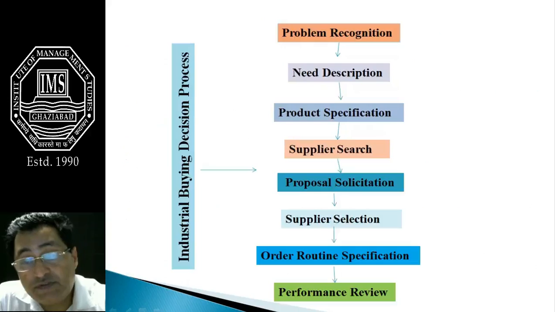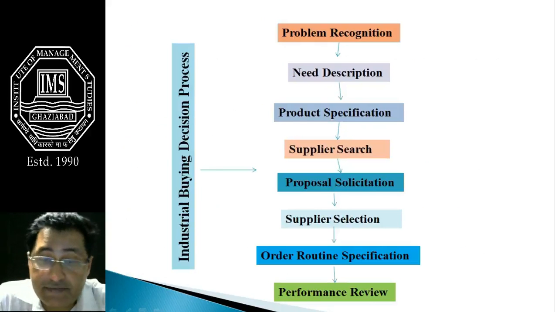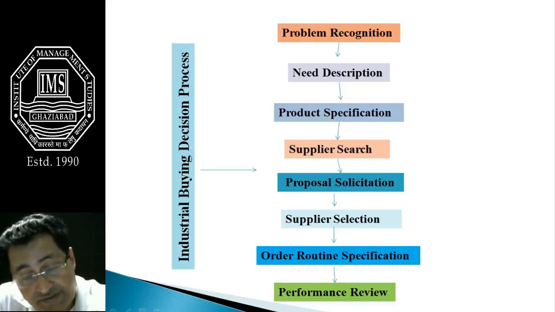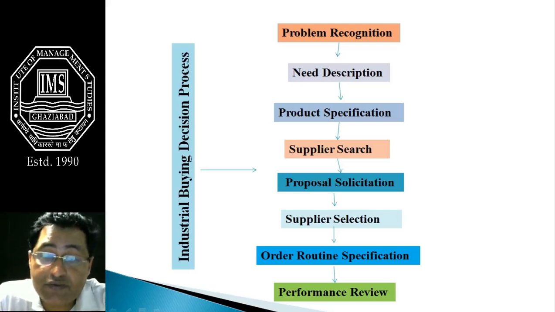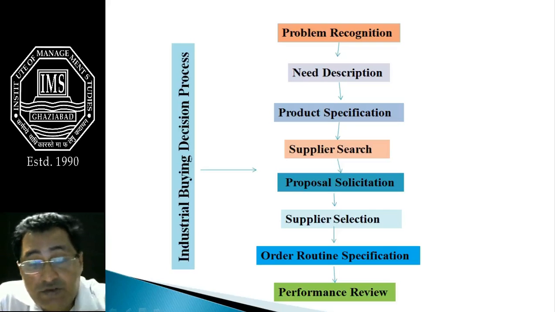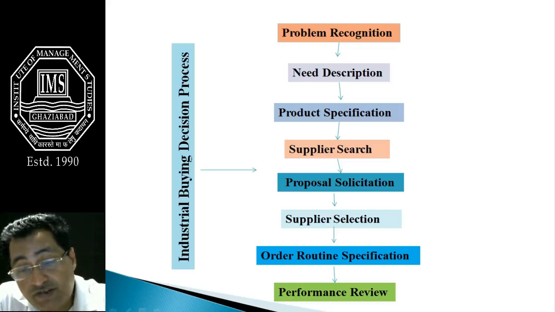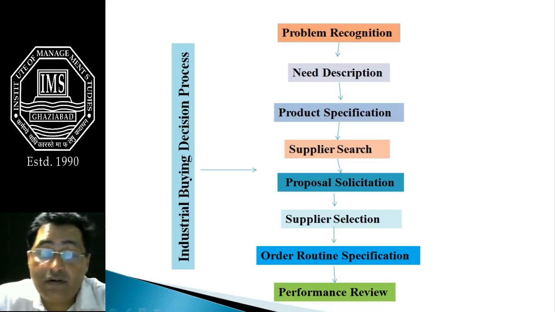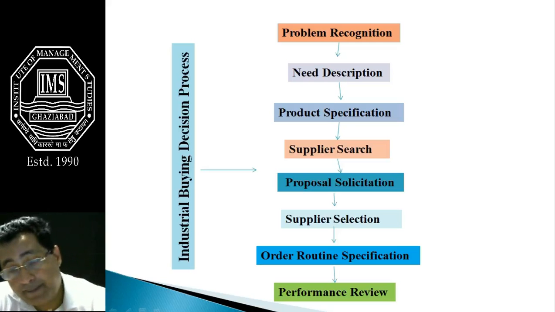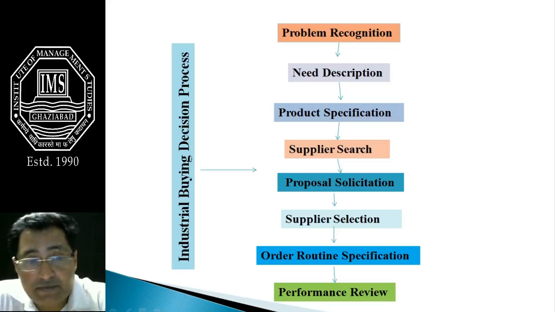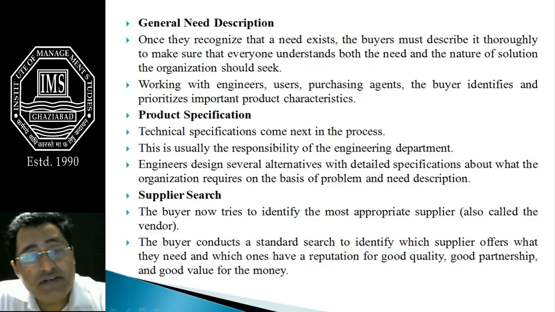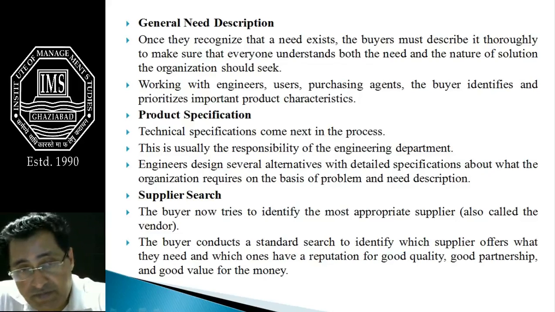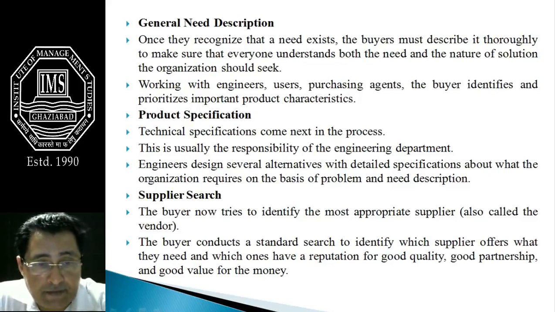Then you go for the supplier selection. On the basis of the proposal, you select a supplier. Once you have selected a supplier on the basis of the various terms and conditions, then you start giving orders to your supplier. And you start reviewing the performance of your supplier. So this is your industrial buying process. All the details I have mentioned, you just go through them, and you can find each and every part in detail, right?